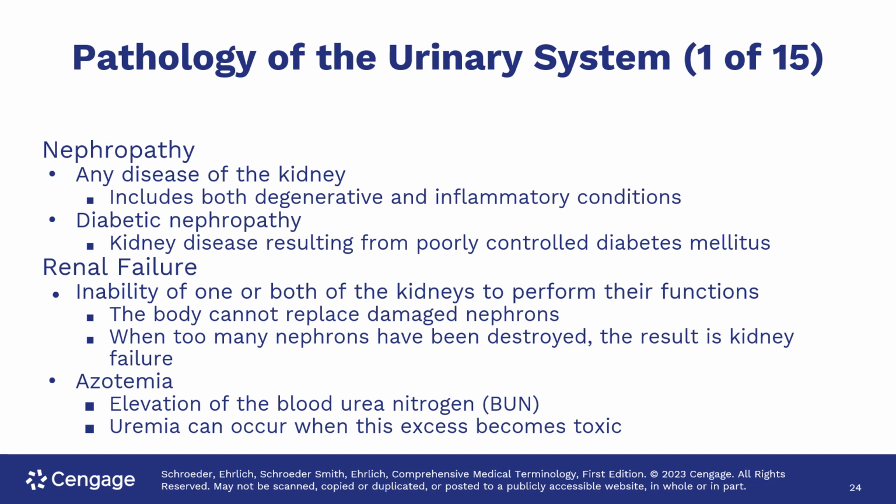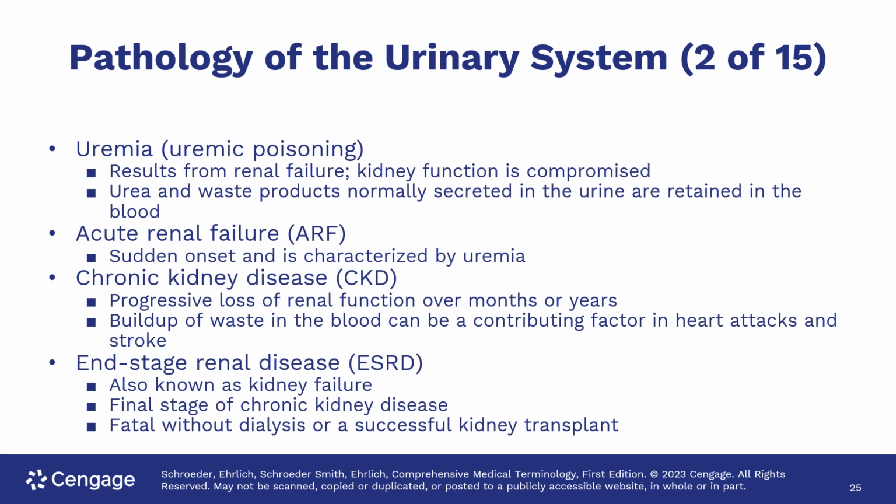Diabetic nephropathy is kidney disease that's caused by diabetes. Renal failure is when the kidneys fail, when too many nephrons become non-functional due to damage. Azotemia is an increase in BUN. When this reaches toxic levels, it is called uremia. Uremia is where urea and waste are not secreted normally in the urine and are retained in the blood.